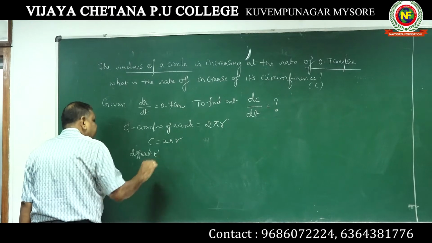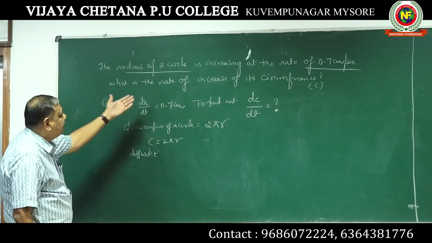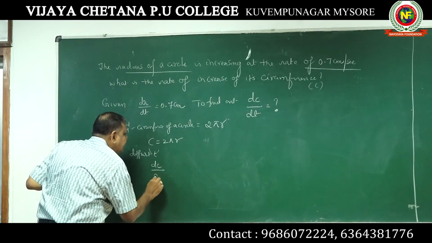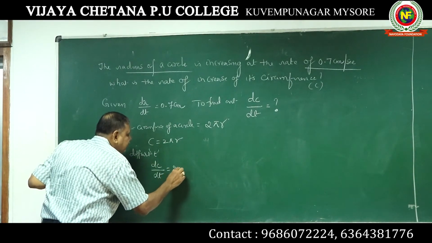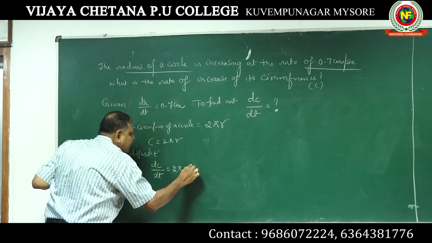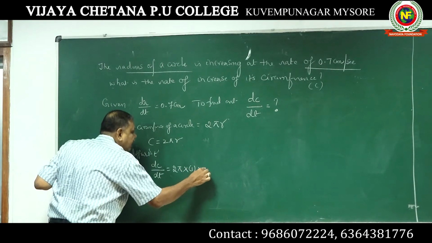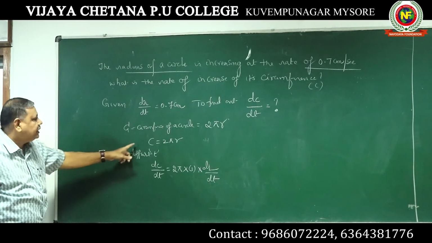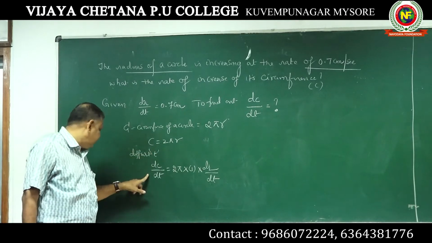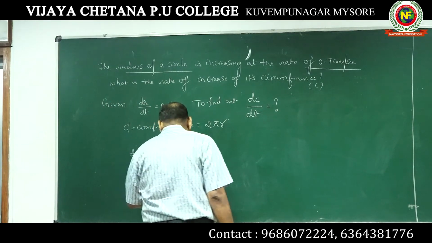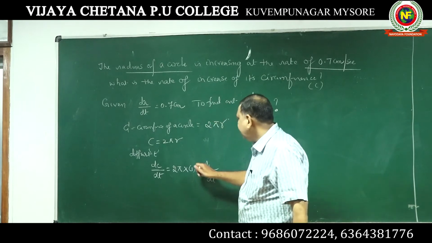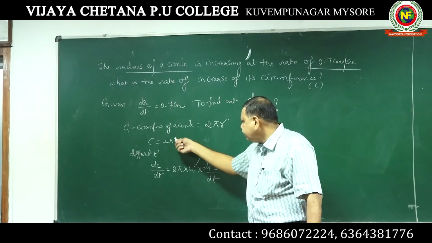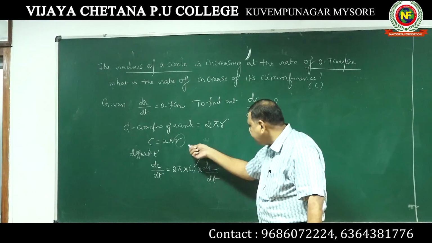T is always the variable, I told you, unless it is specified. What's the rate of increase of its circumference? So dc by dt is equal to 2 is a constant, pi is a constant, into r, differentiation is 1, into dr by dt. That's all. So please note, c is 2 pi r. When you differentiate with respect to t, dc by dt is equal to 2 pi is a constant, into the differential quotient of r with respect to t, which is 1 into dr by dt.